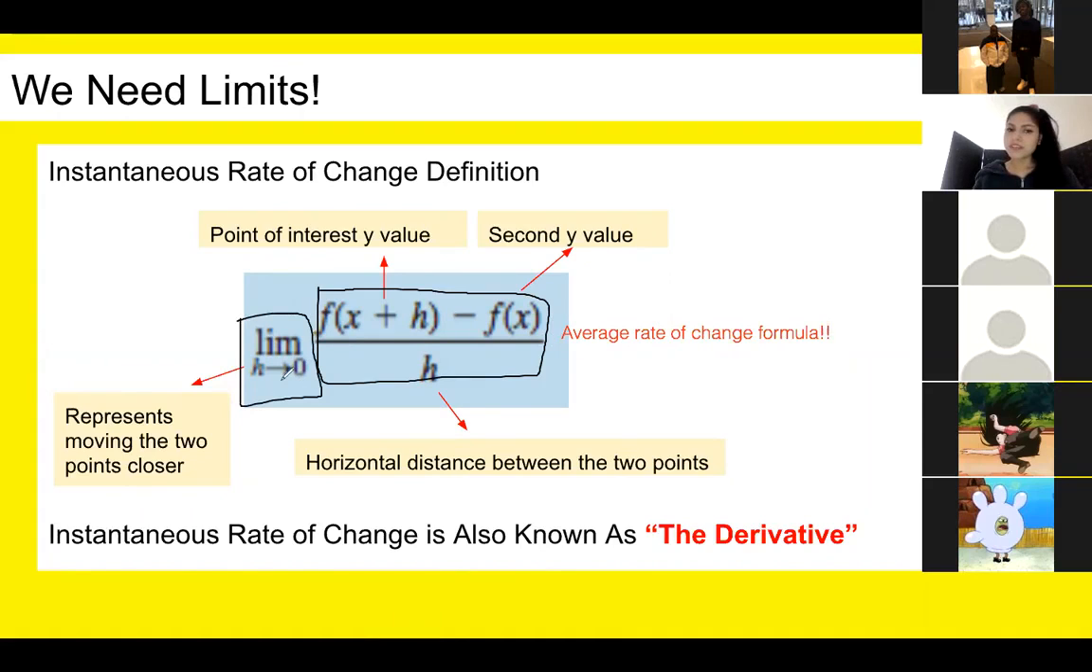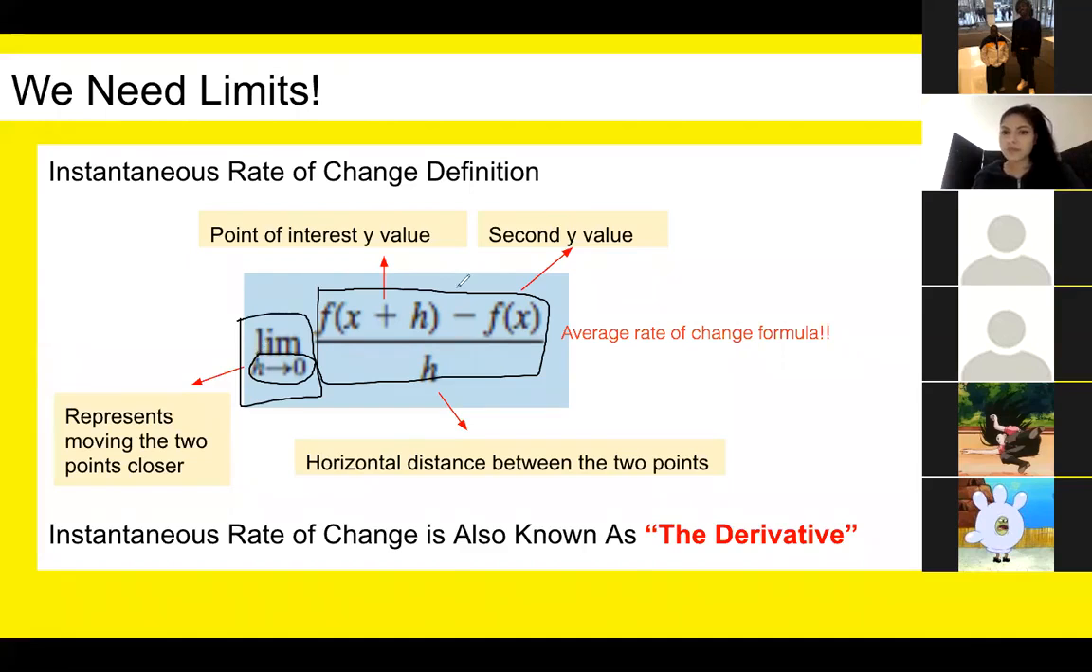Notice how the limit is saying as h goes to 0. This h going to 0 means the horizontal distance is becoming 0, or basically the distance between the points is going away. This limit is basically representing the 2 points moving closer and closer together. That's what we were doing on the Padlet yesterday, investigating how to estimate the instant rate of change. This is it. This is the definition.